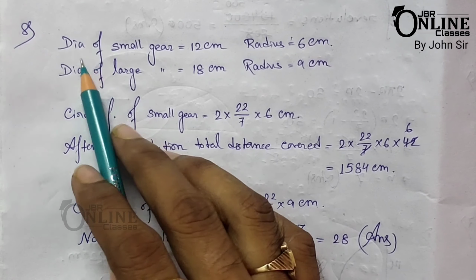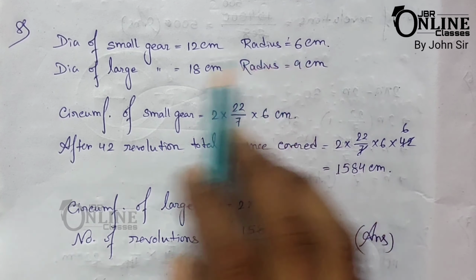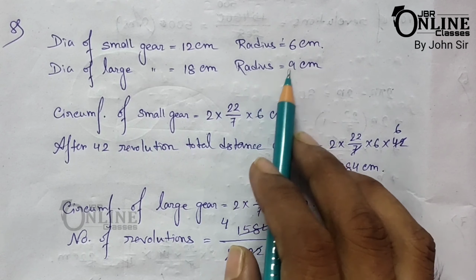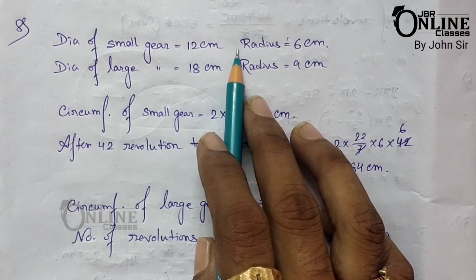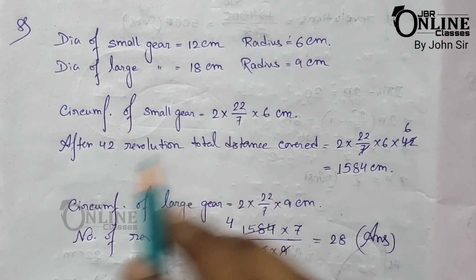So first, the diameter of the small gear is equal to 12 cm, so the radius is equal to 6 cm. And the diameter of the large gear is equal to 18 cm, that means the radius is equal to 9 cm. So first you have to find out the circumference of the small gear. So here the circumference of the small gear is the 2 pi r formula.